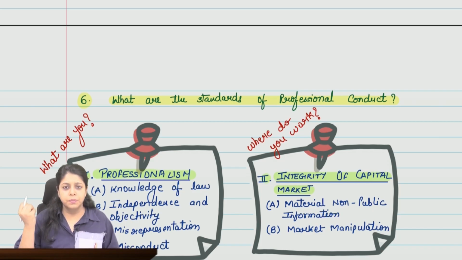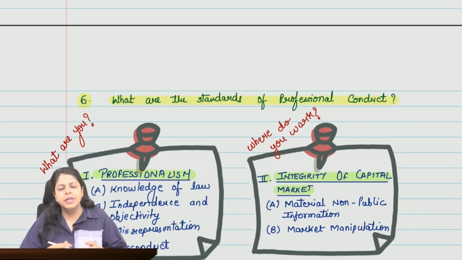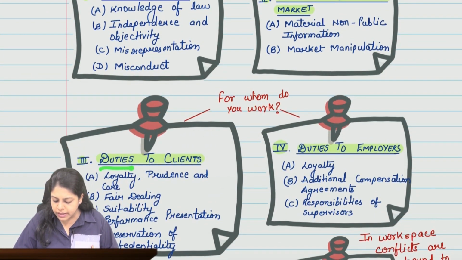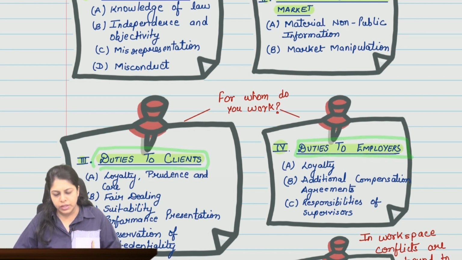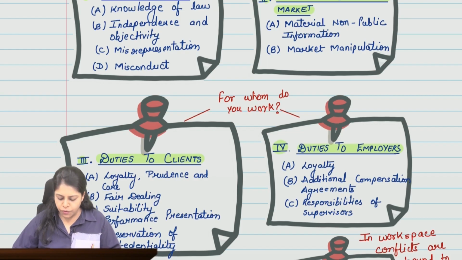What are you? You are a professional. And where do you work? You work in the capital market. So, we have to maintain the integrity of the capital market. Now you tell me, who do you work for? You work for your clients, you work for your employers. So the next 2 standards, the third standard is duties to our clients and the fourth standard is duties to employers.